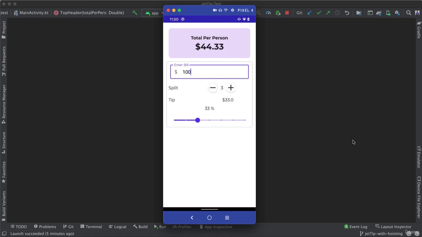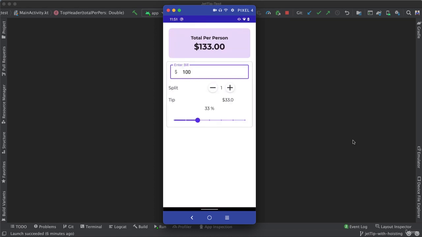You can see the numbers are changing. The amount per person that has to pay is also changing. If we decide that it's just us tonight, 1 person, there's 1, and voila. This is the whole amount that we will have to pay.